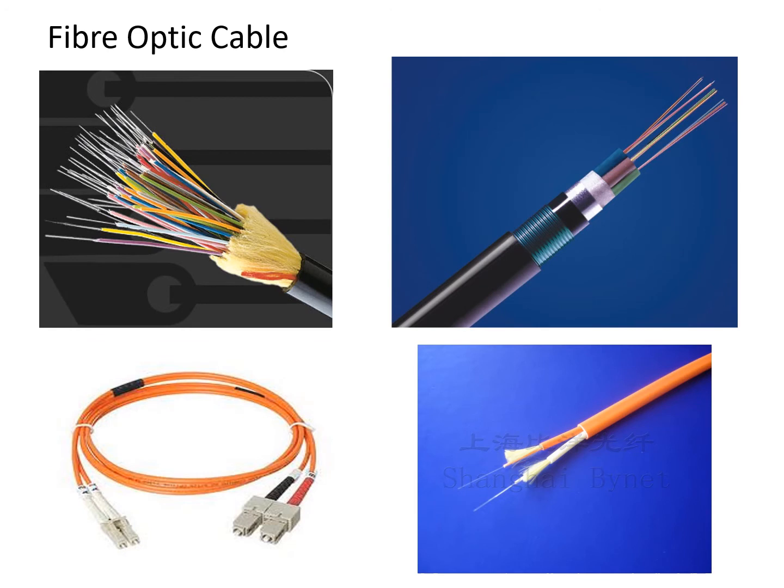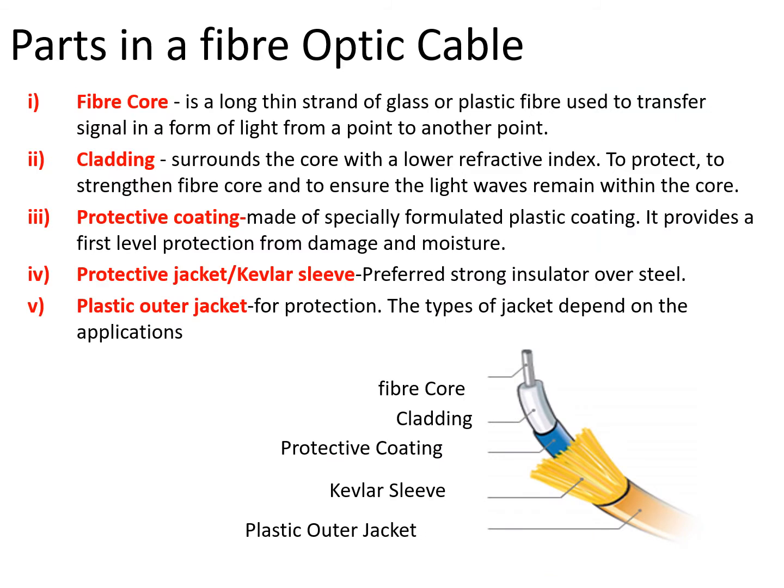These are several images of fiber optic cable. There are several parts in a fiber optic cable. The first one is the fiber core. It is made from glass or plastic. Its function is to transfer the light signal from one point to another point.